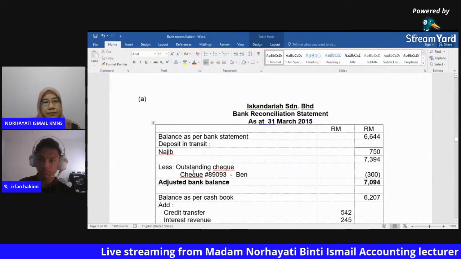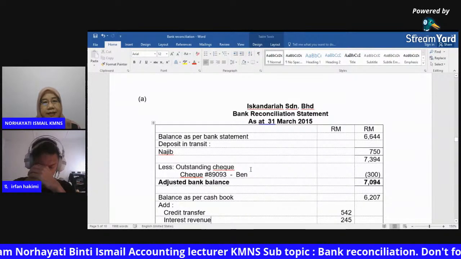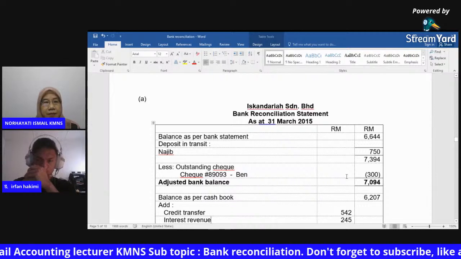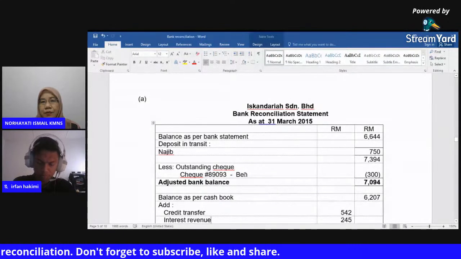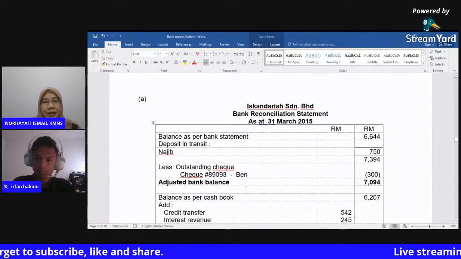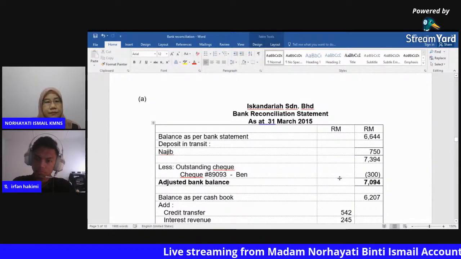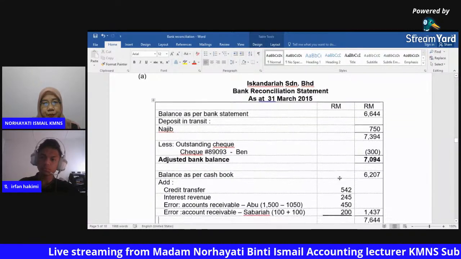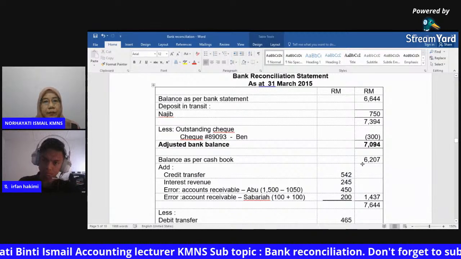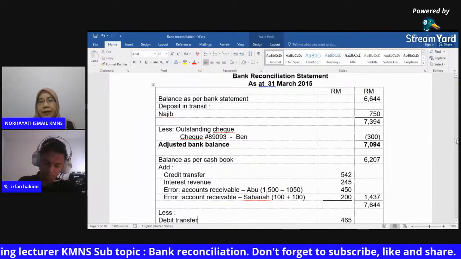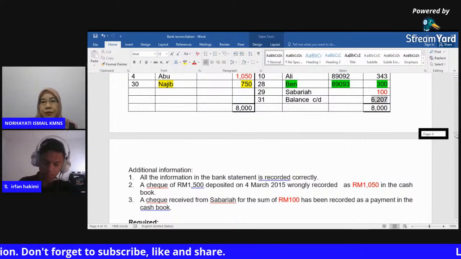Number three, we have to compare the cash book with the bank statement. So we find out there is a record in the cash book but not in the bank statement. The check number 890-93 bank. So we have to deduct this amount and you get adjusted bank balance 7,094. Now we look at the balance as per cash book. So this is the ending balance from cash book. All right, you look at the ending balance, 6207. Okay, now we have to make an adjustment.